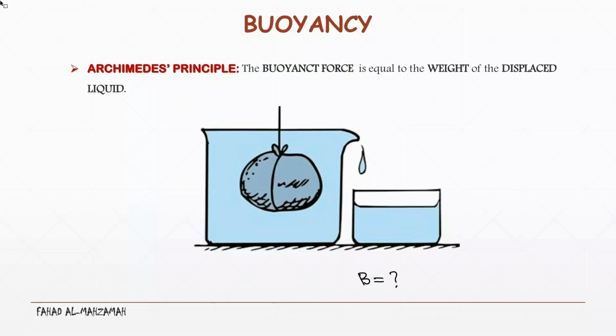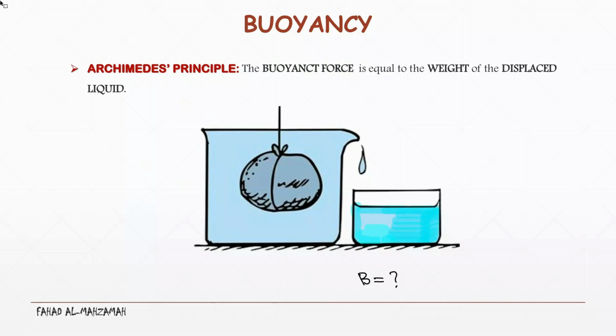Okay? He said that the buoyant force is equal to the weight of the displaced liquid. Where is the displaced liquid? This displaced liquid. All of these are displaced liquid. This is the displaced liquid. Why is it displaced? Because of the object.